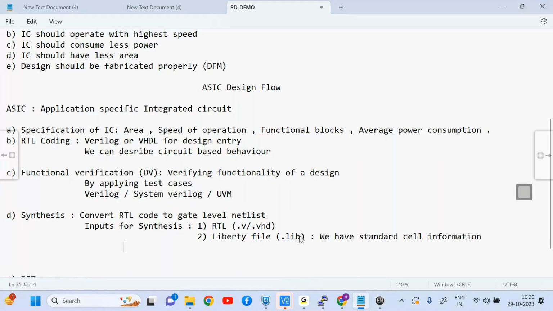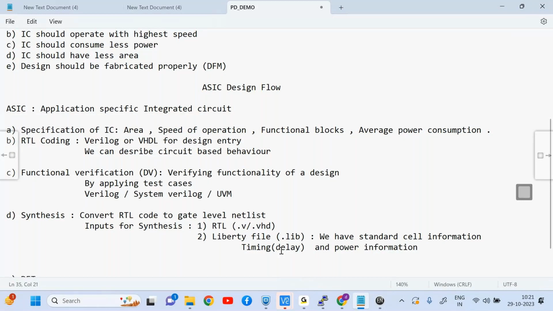So what information do we have? Timing and power information of cells. Timing means the delay of a cell. How much time it takes? Delay of a cell.